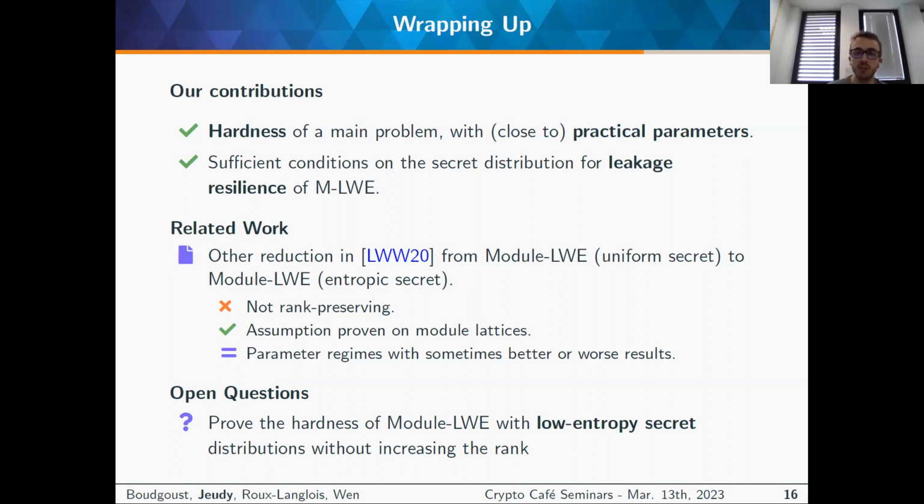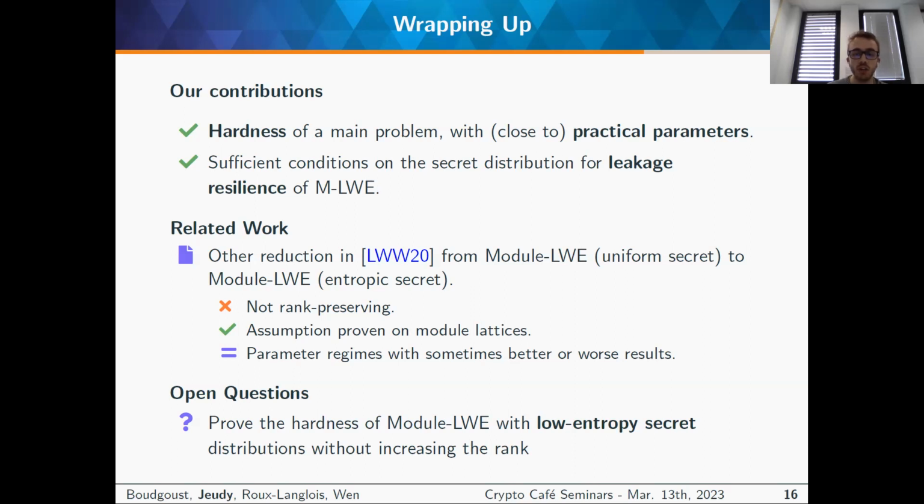And the second result based on modulo untrue that I presented gives us a sufficient condition on the secret distribution for the M-LWE system to be leakage resilient, meaning that even if an adversary can perform these physical attacks or recover some noisy version of the secret, then it cannot directly solve the problem entirely, cannot break the entire system.